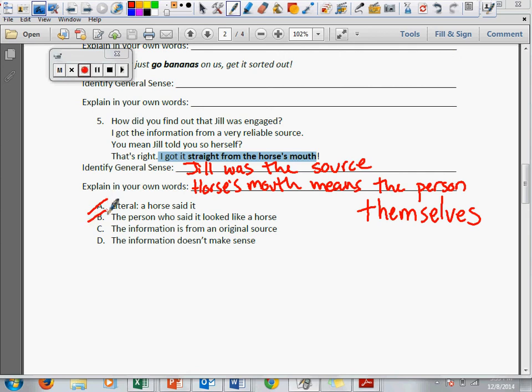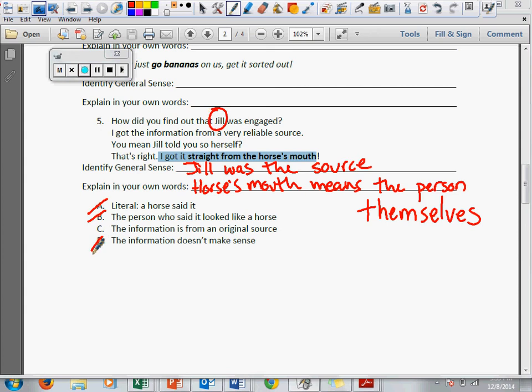The information is from an original source. And so the original source about the wedding, the engagement, would probably be either the bride or the groom. And the bride in this case is Jill. So I'm going to leave C on the table right now because that sounds like it could be. And the information doesn't make sense. Let's see. I'm going to fill that in this paragraph itself. I got it. The information doesn't make sense. So that doesn't sound quite right.